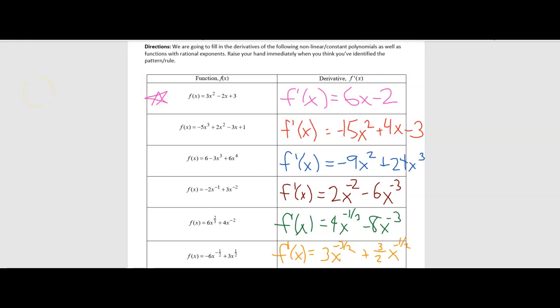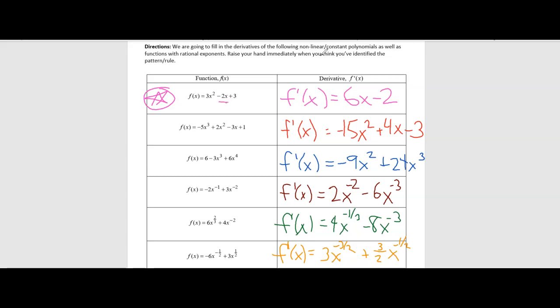So if we take a look at number 1, up here that I starred, the 3x squared became 6x. So what I did, I multiplied the exponent to the constant, so 2 times 3, and then I subtracted 1 from the exponent.